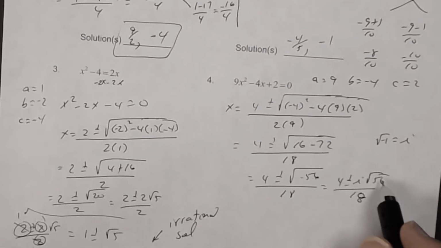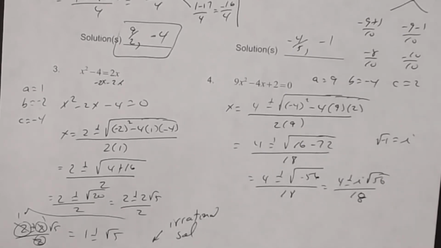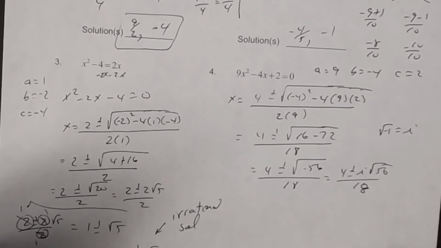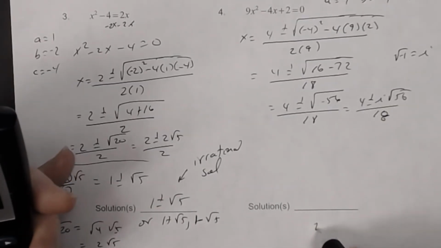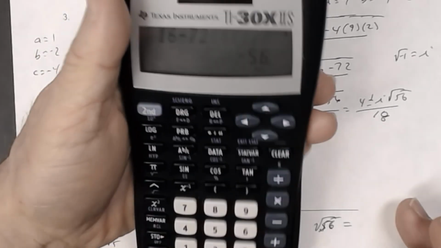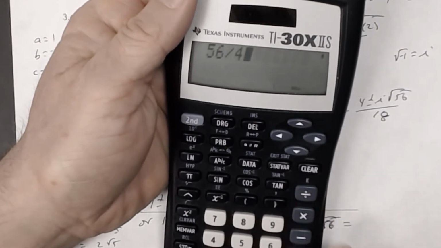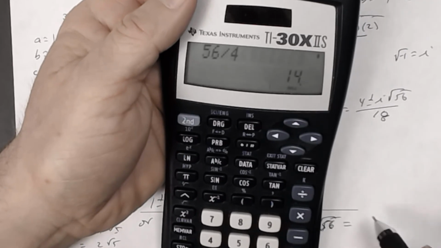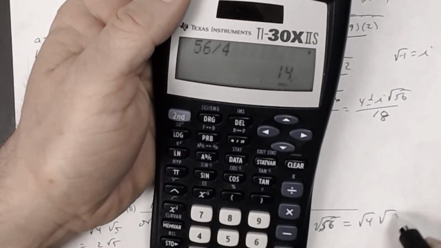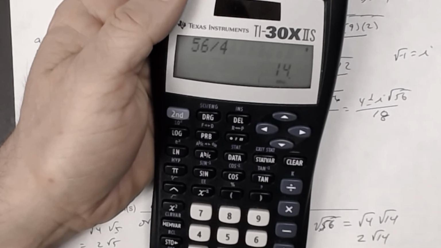Now, can I simplify the square root of 56? First of all, is 56 a perfect square? No. Can I simplify the square root of 56? I don't know. Let's check. So I'm going to write the square root of 56 over here. And I want to see, all right, let's check if 4 will go into 56. So 56 divided by 4 is 14. Yes, so I can simplify that. So it'll be the square root of 4 times the square root of 14. So that becomes 2 square root of 14.